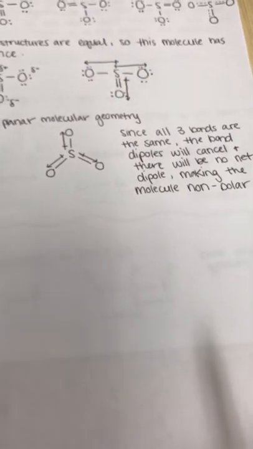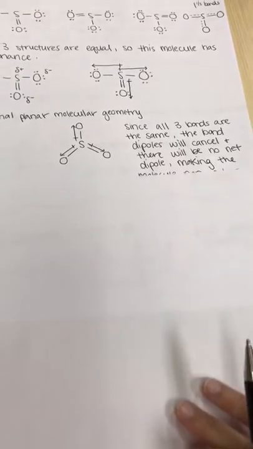Next, we can look at the molecular geometry, and since this molecule has 3 domains, it is going to be trigonal planar molecular geometry. And if we draw this out, it's going to look like this, and these are the molecular dipoles. Again, they are pointing to oxygen, and since all 3 bonds are the same, or domains are the same, the bond dipoles will cancel and there will be no net dipole, making the molecule nonpolar.